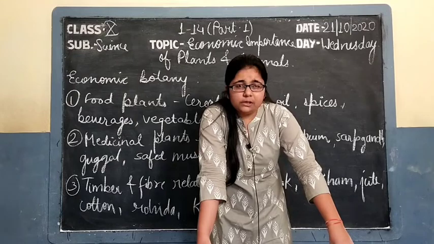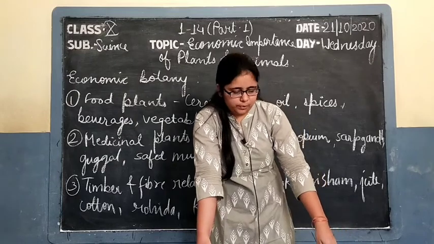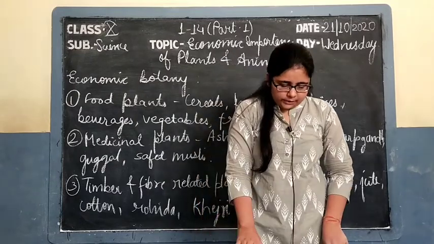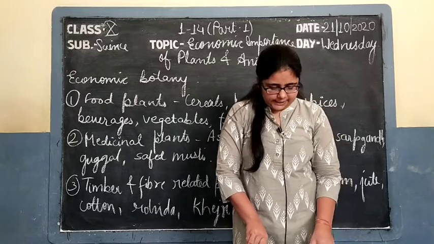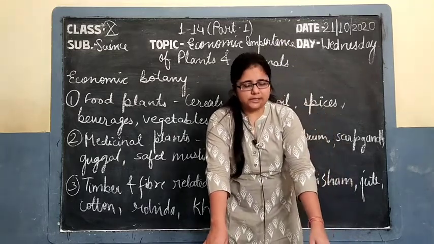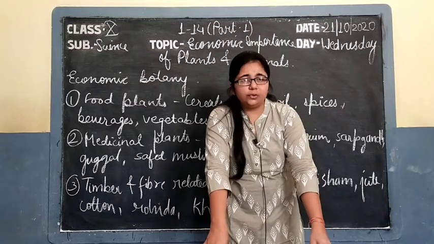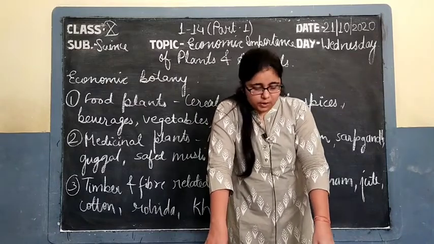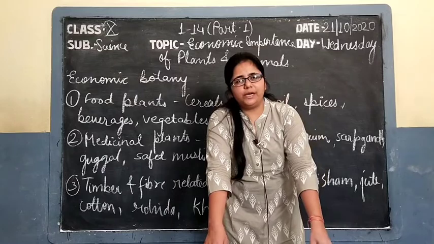So first of all, the vegetable which is obtained from roots, that is carrot, that is Daucus carota. The second one is radish, that is Raphanus sativus. The third one is turnip, that is Brassica rapa, and sweet potato, that is Ipomoea batatas. So these are the vegetables which are obtained from the roots.